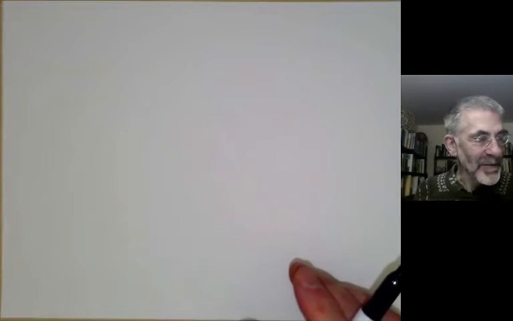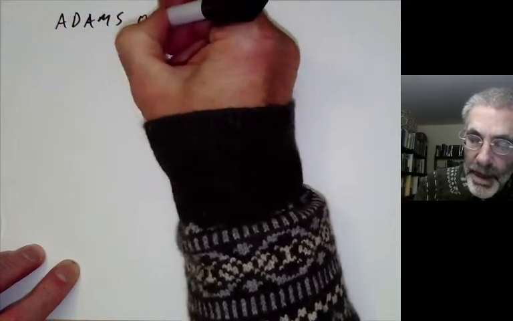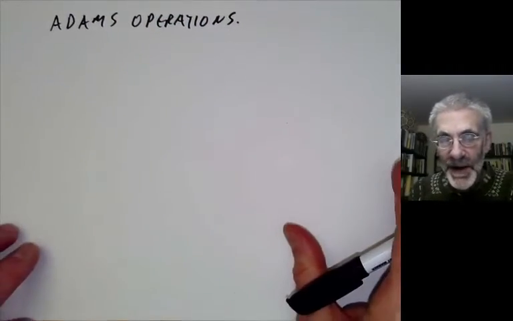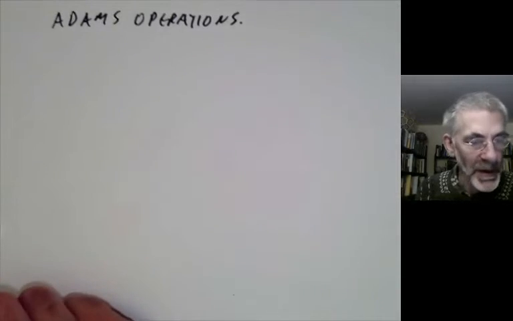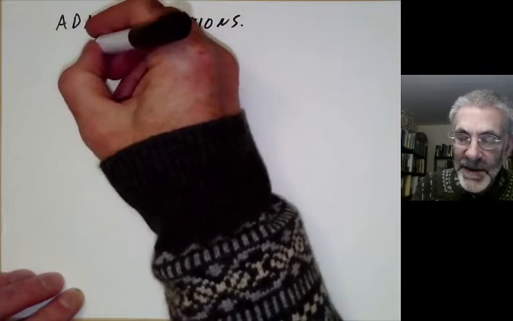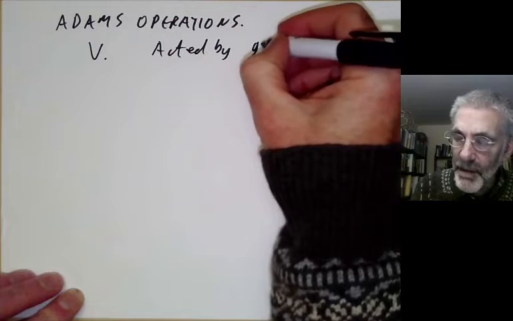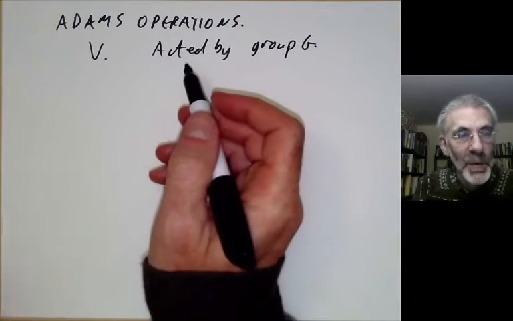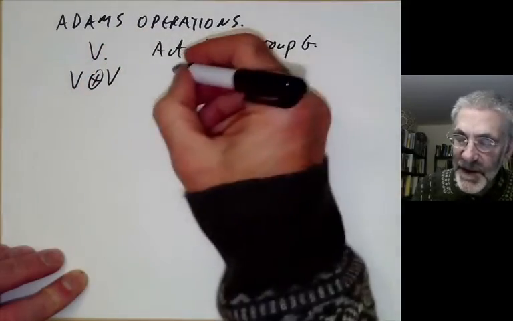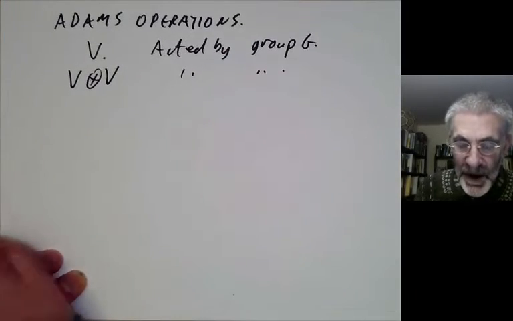So another example of Newton's identities are the Adams operations, which are in K-theory. And I'm not going to explain exactly what K-theory is. Instead, I'm just going to work out the simplest non-trivial example. So suppose we've got a vector space V, and suppose it's acted on by a group G. So in other words, it's a representation of the group G. Well, we can take the tensor product of V with itself, and this is still acted on by G because G acts on both of its components.